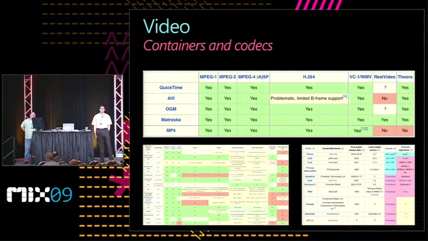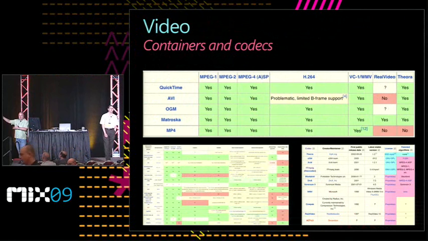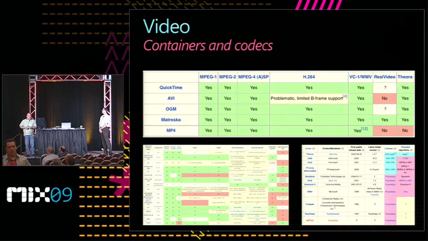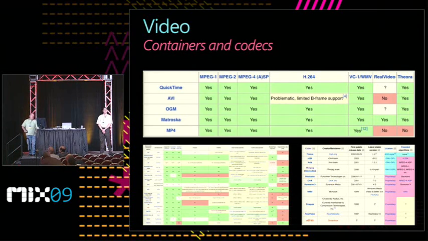So we're talking about video. So these are containers and codecs. Pretty complex-looking matrix, and I say that as a joke, but also seriously, because it's very complicated. Lots of formats, lots of containers, lots of different types of payload. It's not an easy thing.